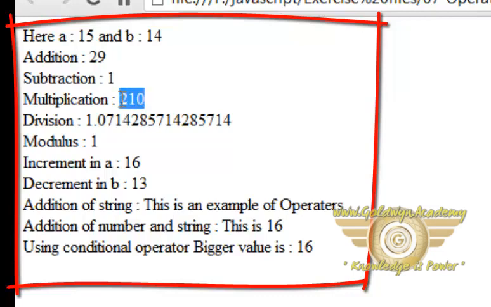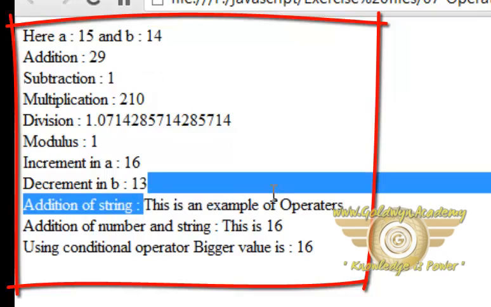For multiplication, this is for division. This is for remainder. Here is the increment of A. Earlier A's value was 15. Then we used the increment operator, and it becomes 16. In the same way, B now has a value of 13. We used the decrement operator, so B's value became 13.